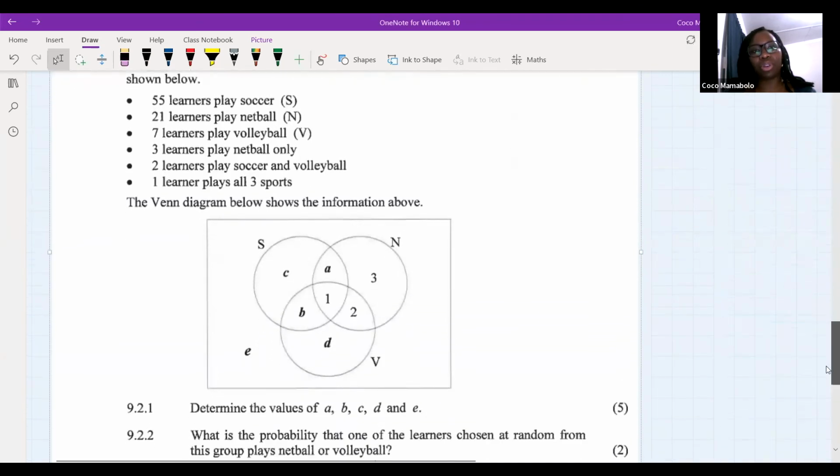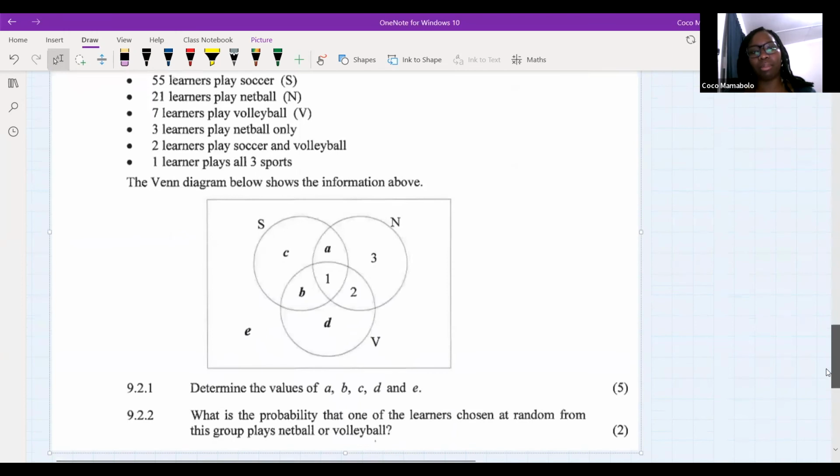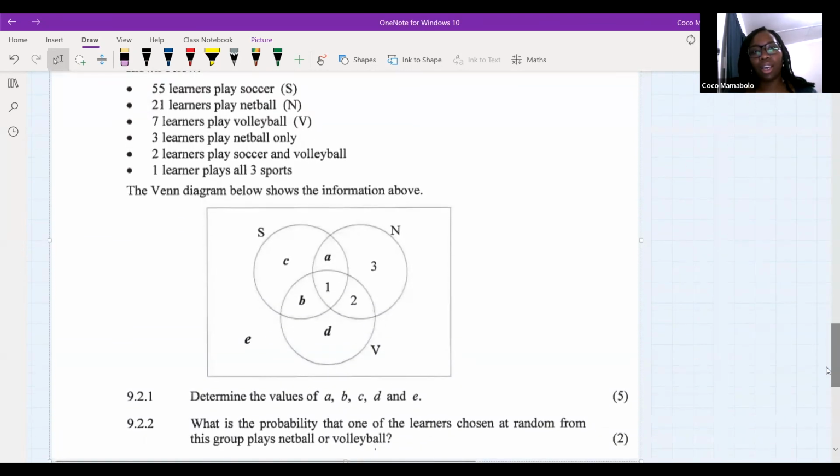Okay, I'm just going to write here because I think I may be running out of space. My sample size is actually 100. My sample size is 100. Okay, so this is learners that play 3 codes of sport. They play soccer or netball or volleyball.